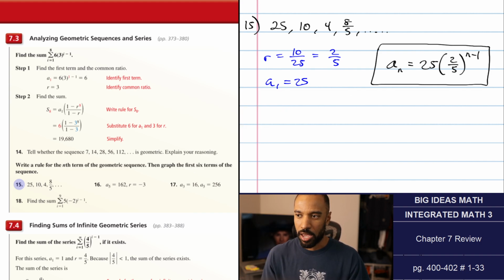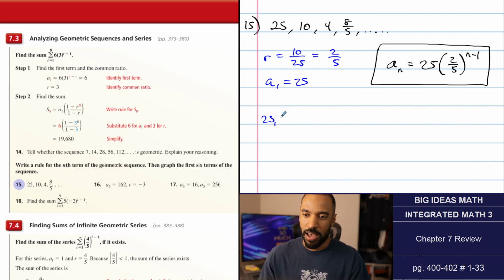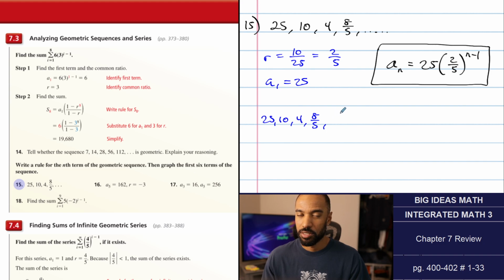I think I graphed all my other ones from the arithmetic, right? So we have 25, 10, 4, 8 fifths. The next 2 terms, we have to multiply by 2 fifths. 8 fifths times 2 fifths is 16 25ths. And that times 2 fifths is 32 over 125.